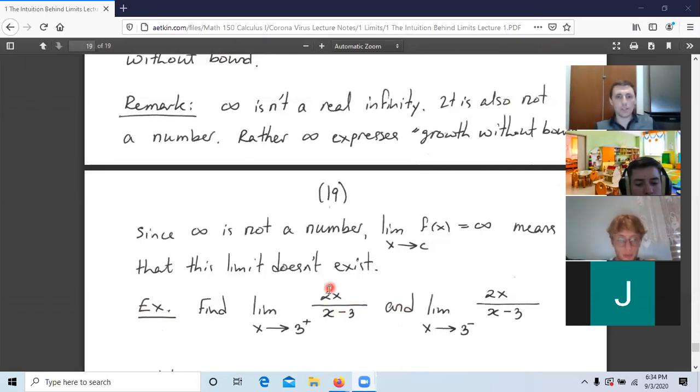You see, it's a quotient. It's 2x divided by x minus 3. And here I have 3 plus, and here I have 3 minus. My question is, if I carry out this limit, what am I going to get? You see what this means, guys? This means I'm moving towards 3 from above. I'm bigger than 3. And this means I'm moving to 3 from below. So I'm always plugging in values that are slightly smaller than 3, but only very slightly.